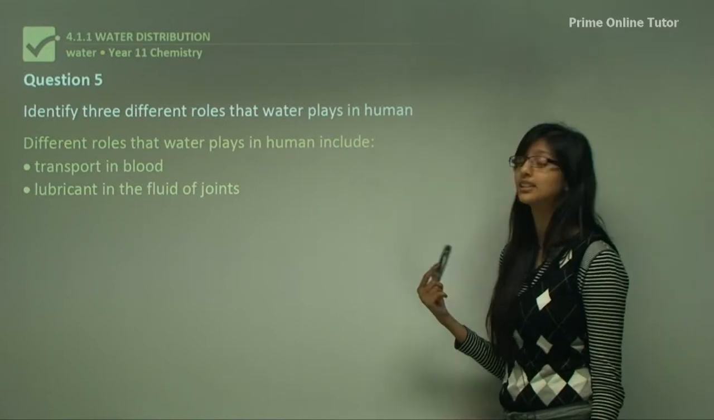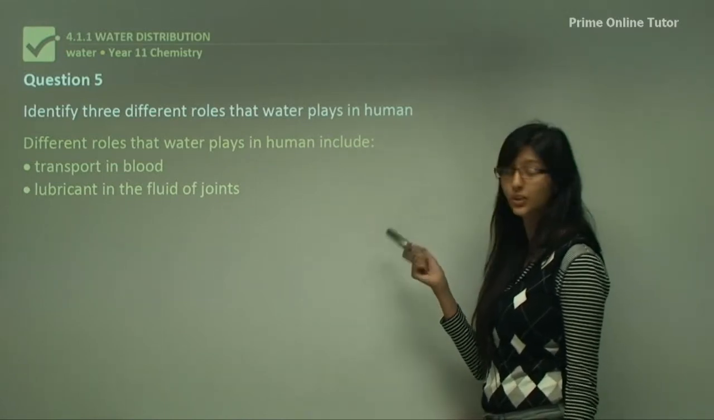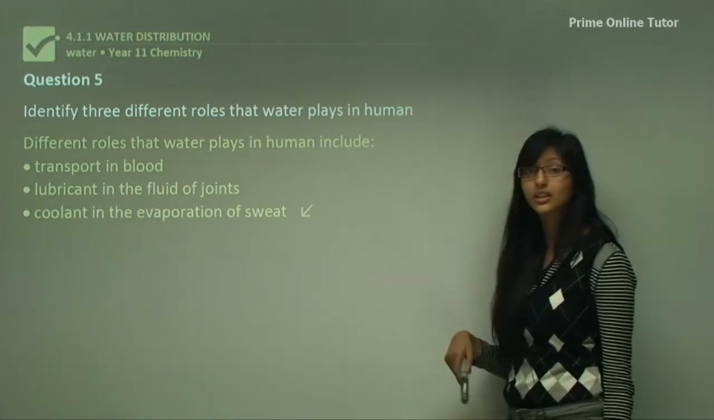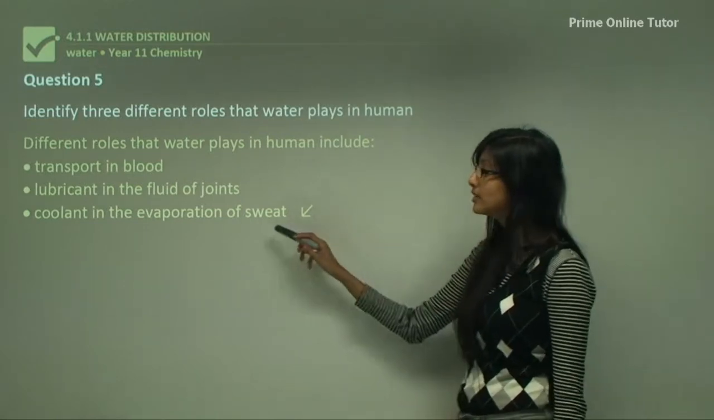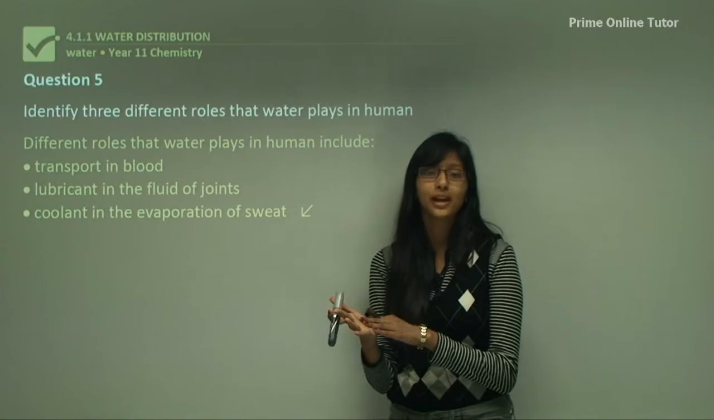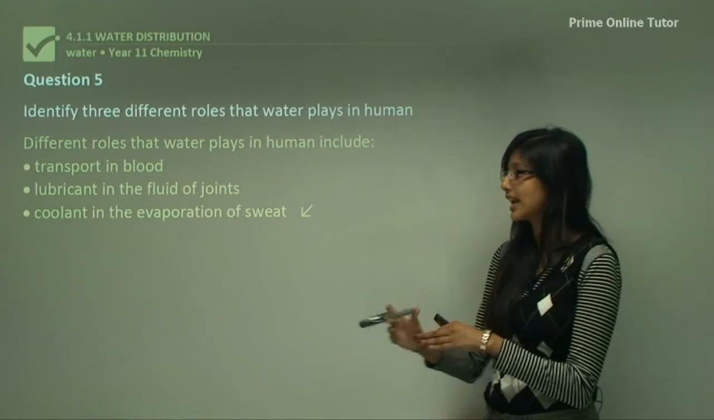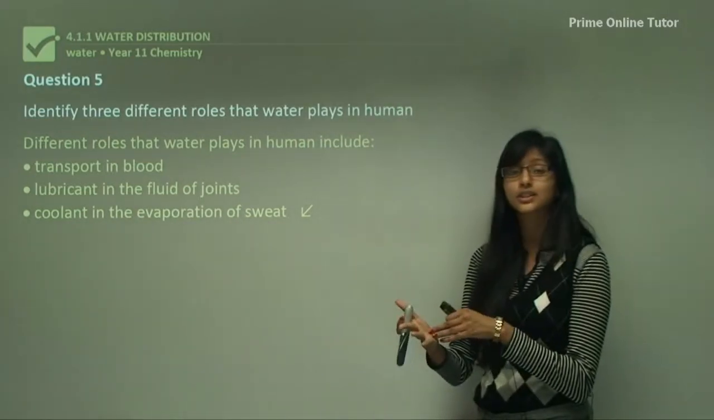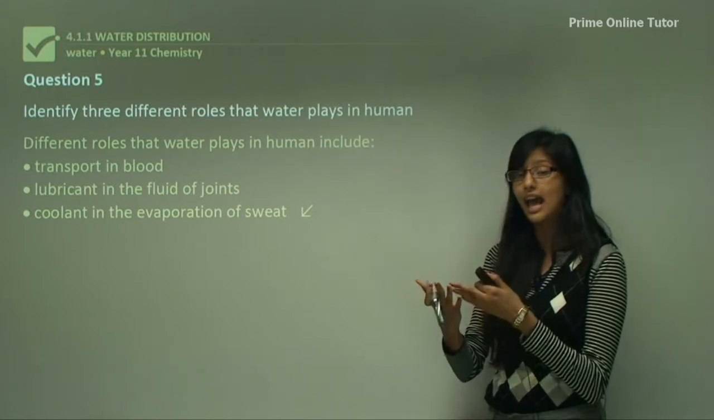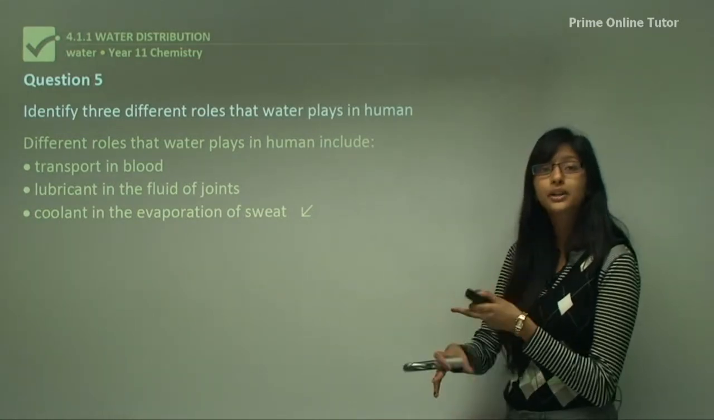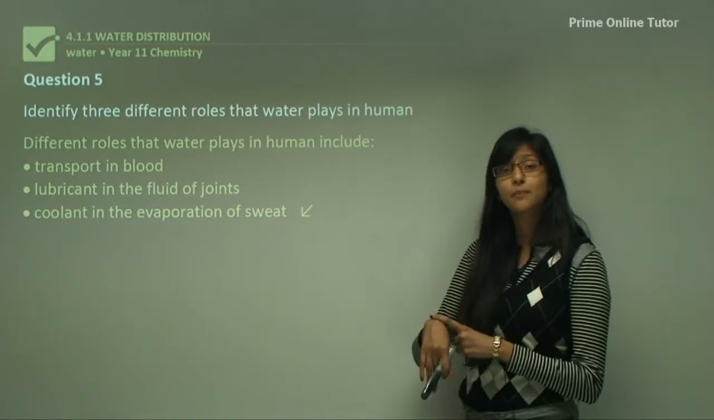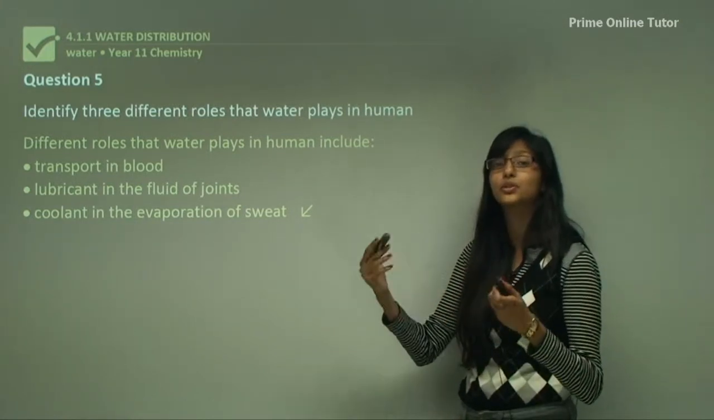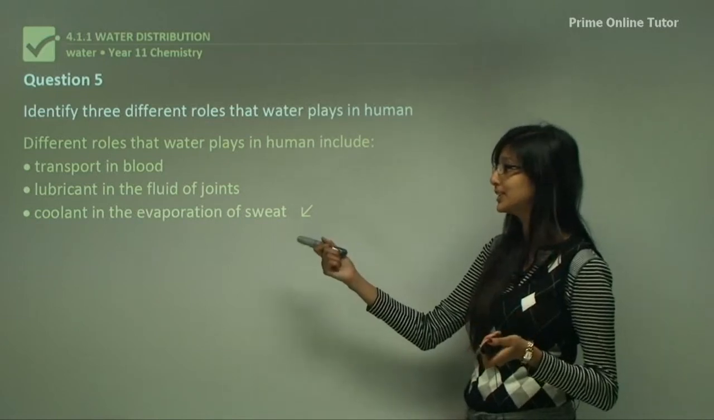It also acts as a lubricant in the fluid of joints, and it also acts as a coolant in the evaporation of sweat. So when you are sweating, your hands get wet because it's actually water. And how is it a coolant? Because your sweat evaporates, and that's what cools you. Because the sweat on your body evaporates over time, the temperature of your body decreases if it's too hot. And that's how it acts as a coolant.